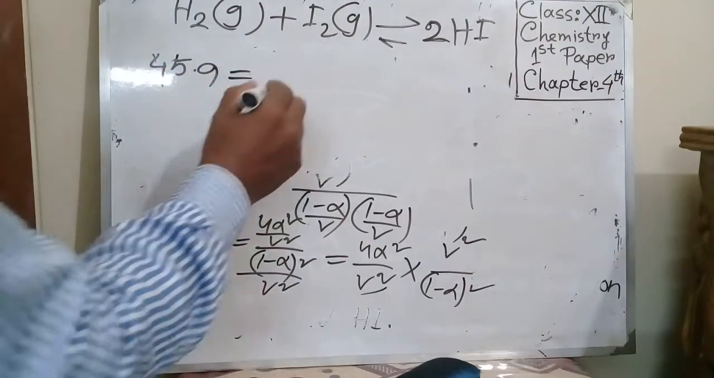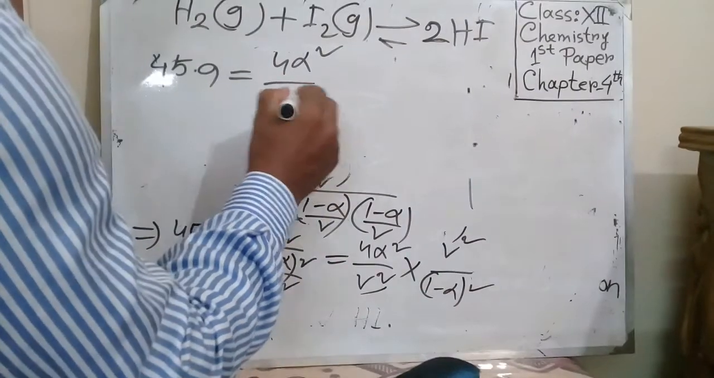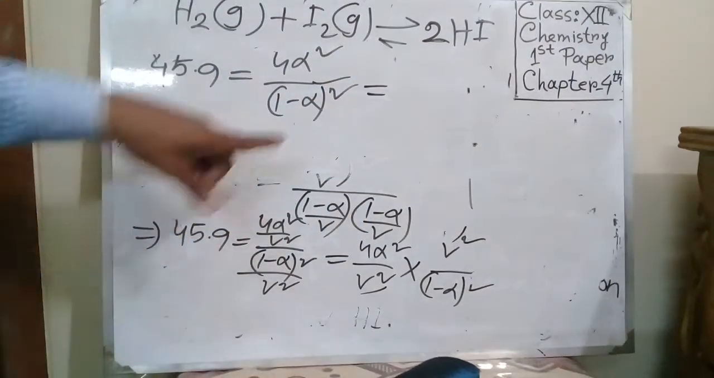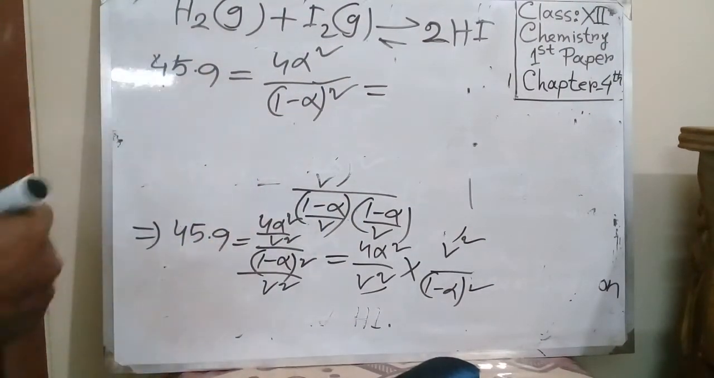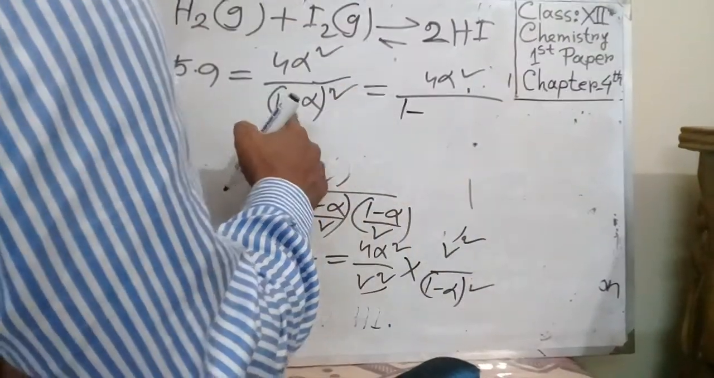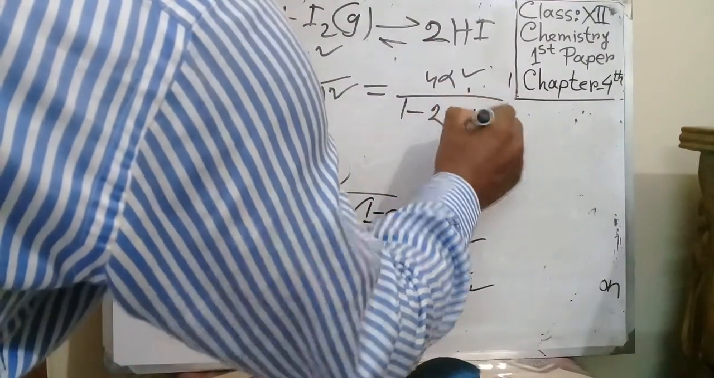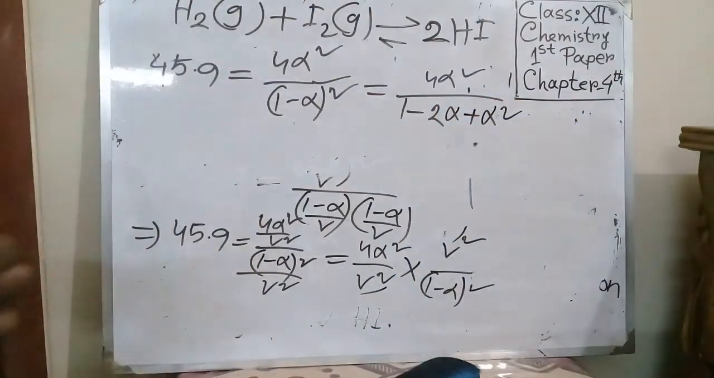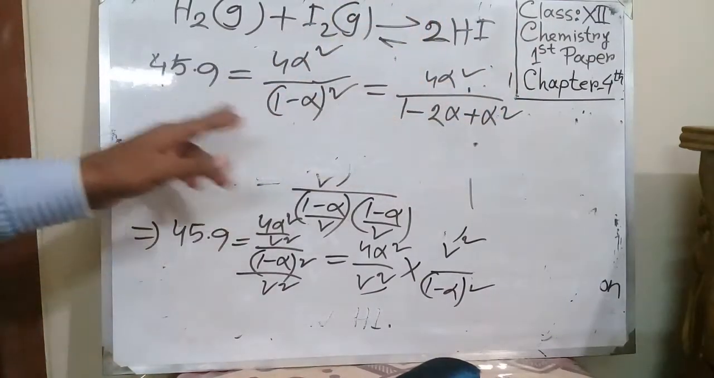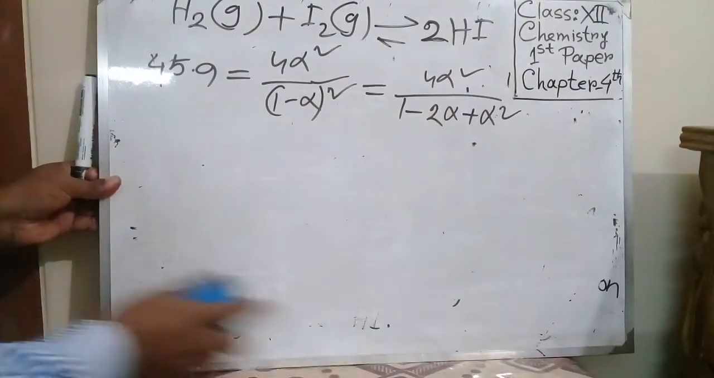45.9 equal to 4 alpha square divided by 1 minus alpha whole square. So this is just a square, we'll expand this square. So what can I get here? 4 alpha square, and 1 minus alpha whole square means 1 minus 2 times 1 and alpha, plus alpha square. This is the square formula, 1 minus 2ab plus b square. Then we need to erase this one, so we can get space to write.